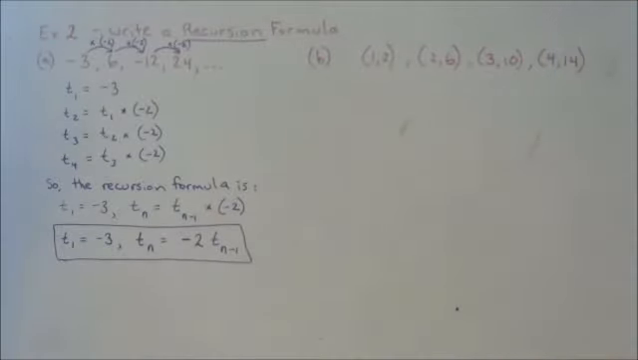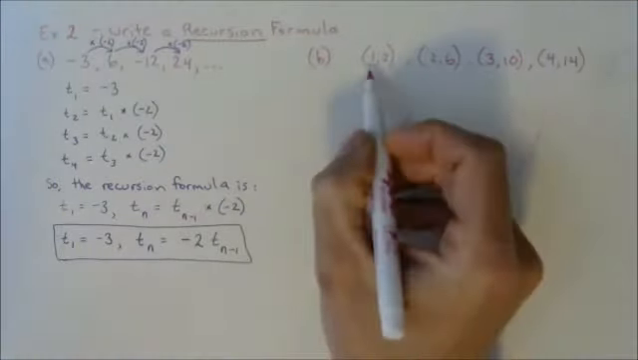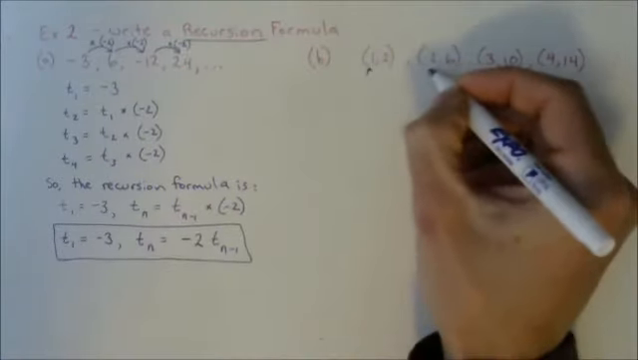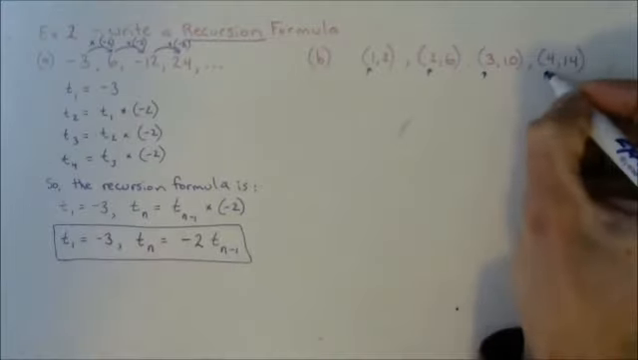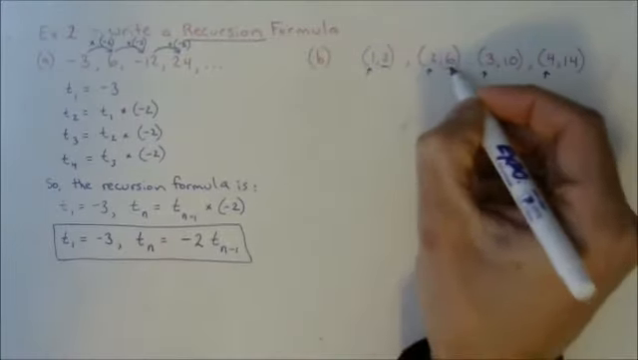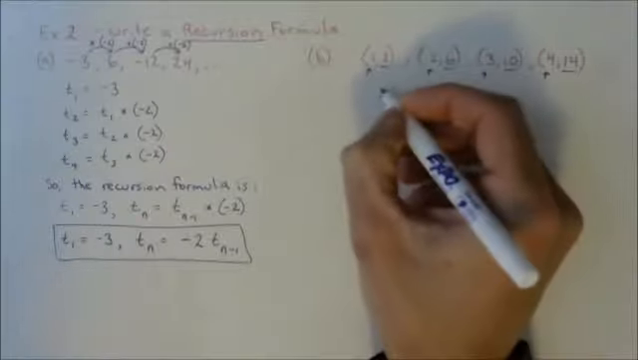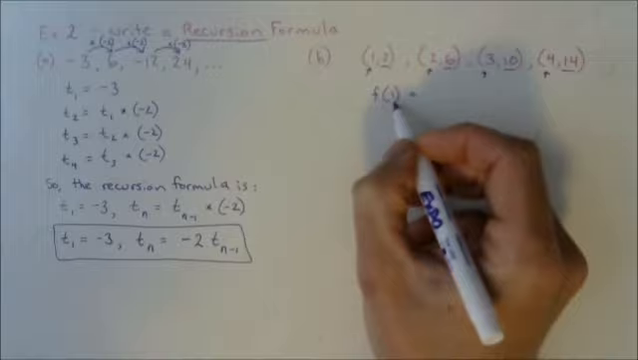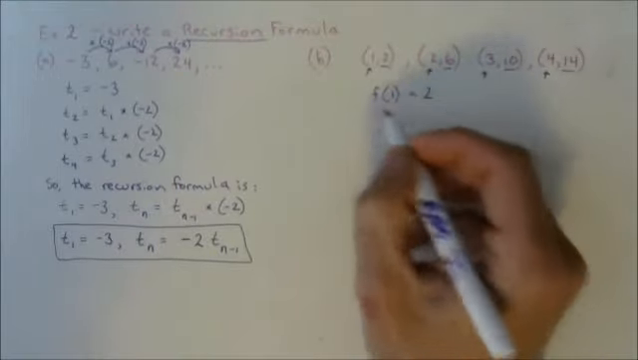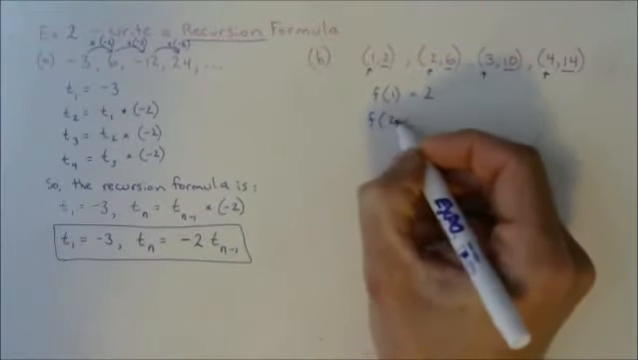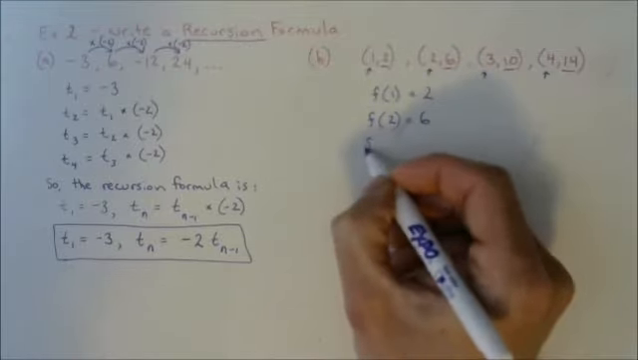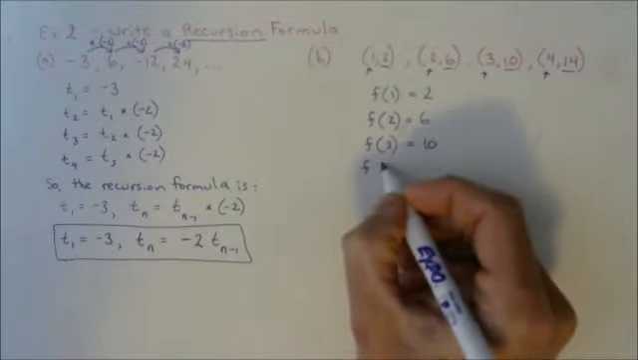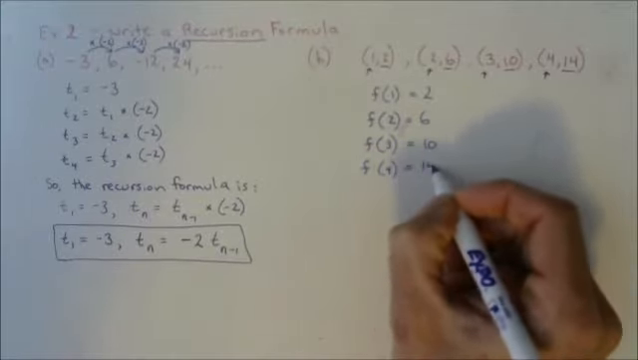4, 14. So again, I have the term number, right? Because our domain is the term number. Term 1, term 2, term 3, term 4. And I have the value of each term. So if I'm going to make a little list here, the value of the function at n equals 1 is 2. The value of the second term is 6. The value of the third term is 10. The value of the fourth term is 14.